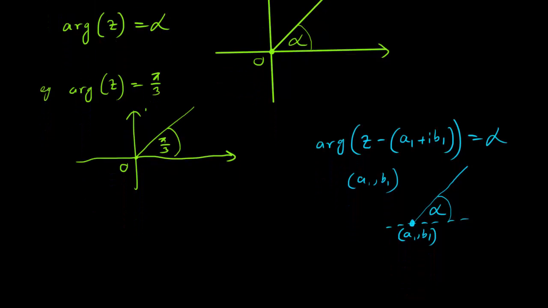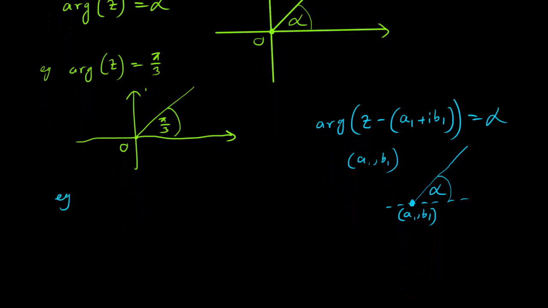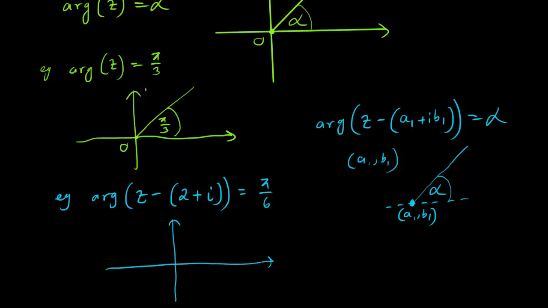Let's do an example. Suppose you have argument of z minus (2 plus I) equals pi by 6. The first thing we have to do is find the starting point. So 2 plus I is 2 comma 1. If this is 2 and this is 1, this point is (2, 1), and it will be a line like this, and draw a horizontal line over here, and this is pi by 6. That's it, that is the transformation.